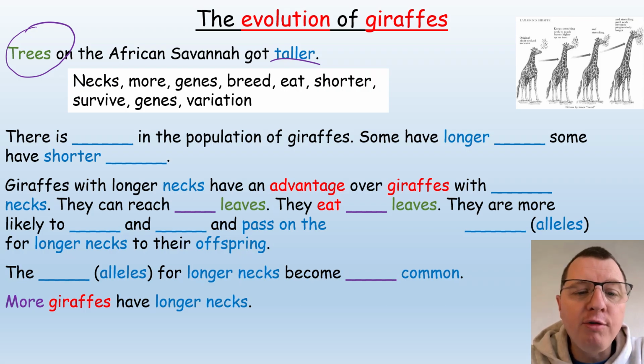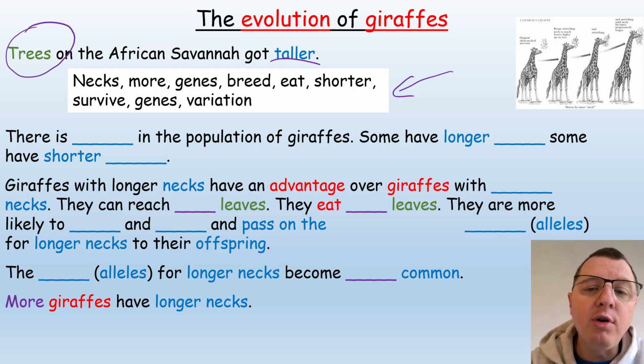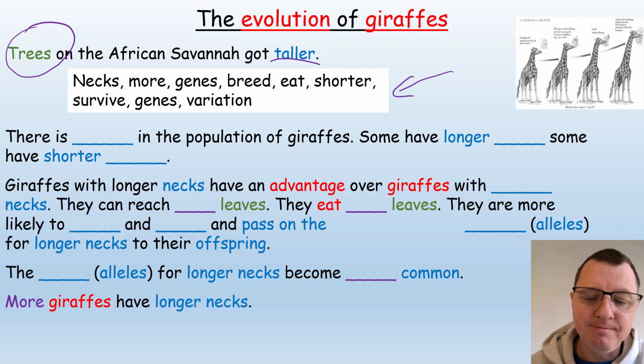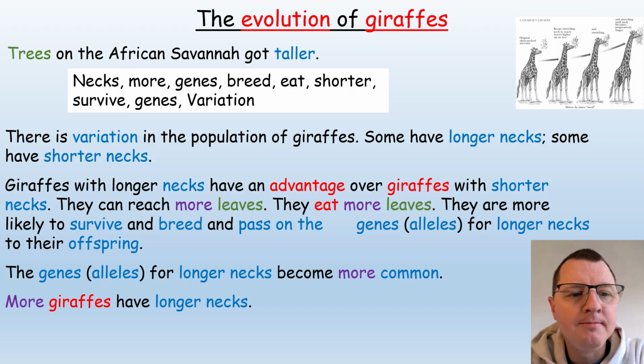Now, if you pause the video at this point and read the paragraph below and see if you can insert these words into the gaps so that you can describe how natural selection allowed the evolution of the giraffe. So this is the full paragraph.